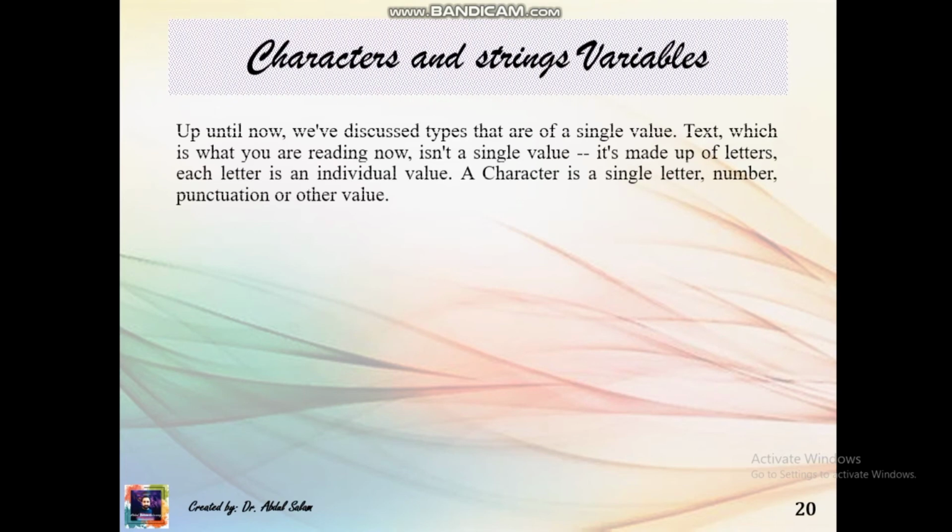Characters and string variables. Characters are, as I told you earlier, letters like A, B and C. Similarly, ints are the whole numbers. Up until now we have discussed types that hold a single value. Text, which is what you are reading now, is not a single value. It's made up of letters, and each letter is an individual value. A character is a single letter, number, punctuation mark or other symbol.